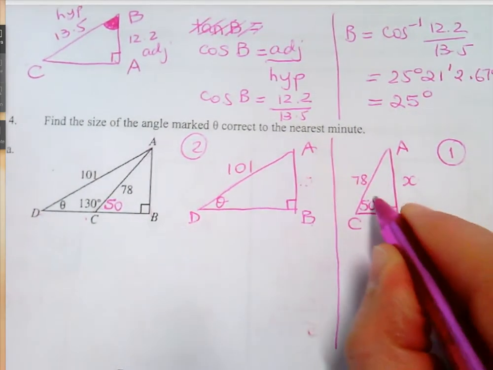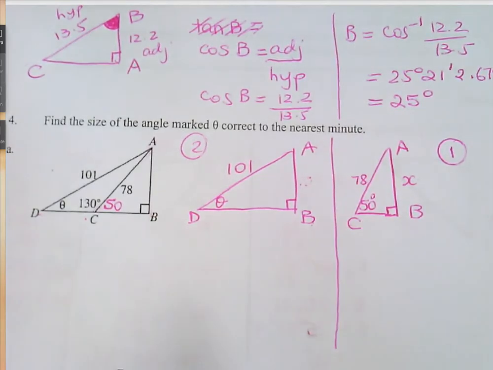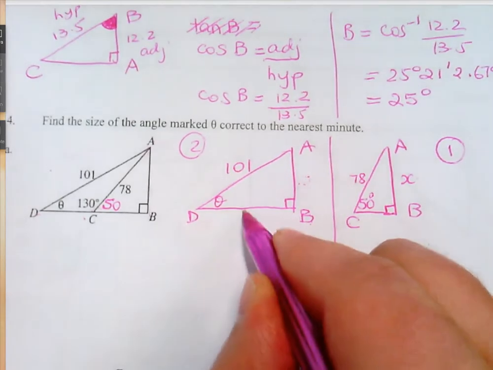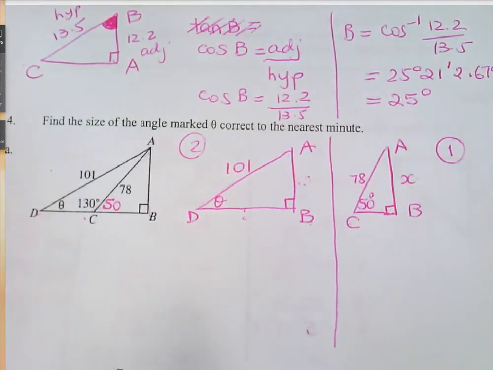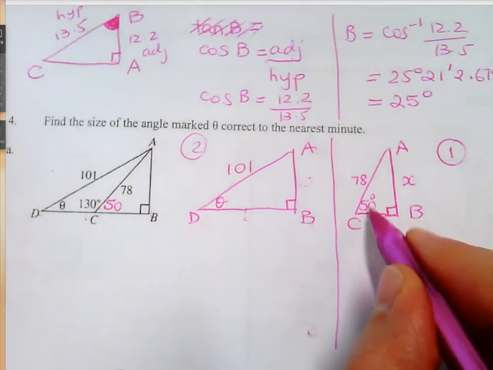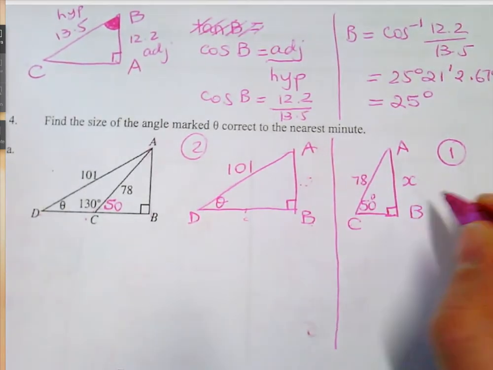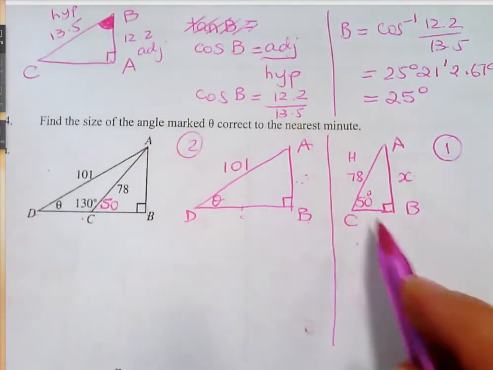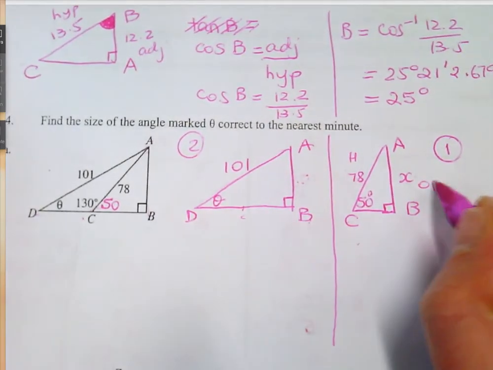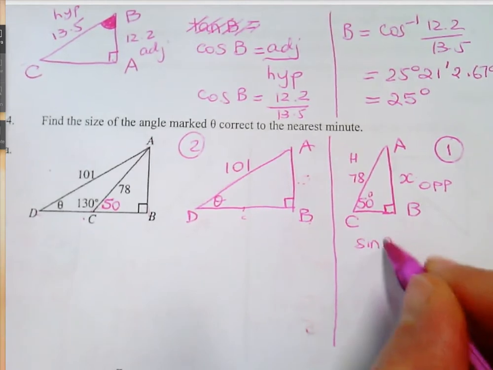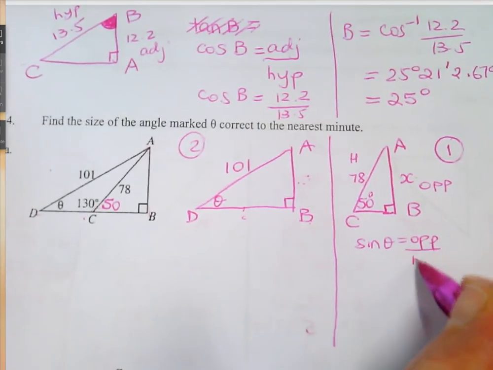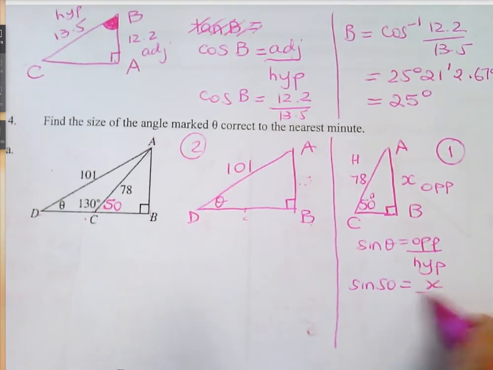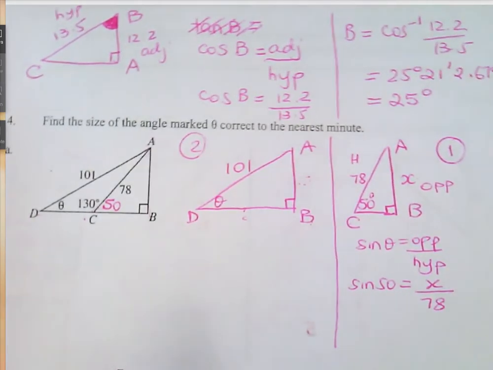So what am I going to use in the small triangle? I've basically copied them. Girls, remember C is somewhere along here in the middle. So what have I got? Sine, cos, or tan for the 50? Hypotenuse? Opposite. Sine theta is opposite over hypotenuse. Sine of 50 is opposite, x, over hypotenuse, 78.